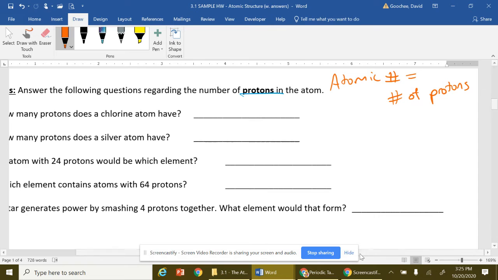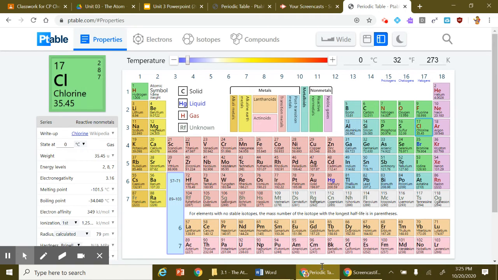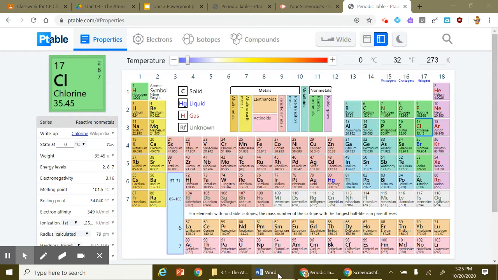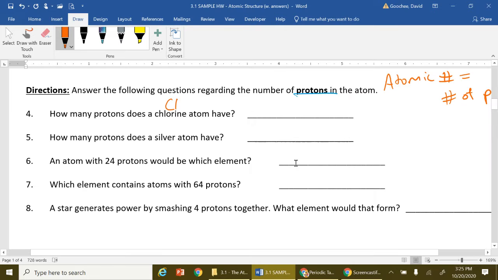Okay, so here we go. First question is this. How many protons does a chlorine atom have? Chlorine is element Cl. So let me just go look for Cl on the periodic table. And here it is, all right, over on the right. Chlorine is element 17. And that means that chlorine has 17 protons, okay?